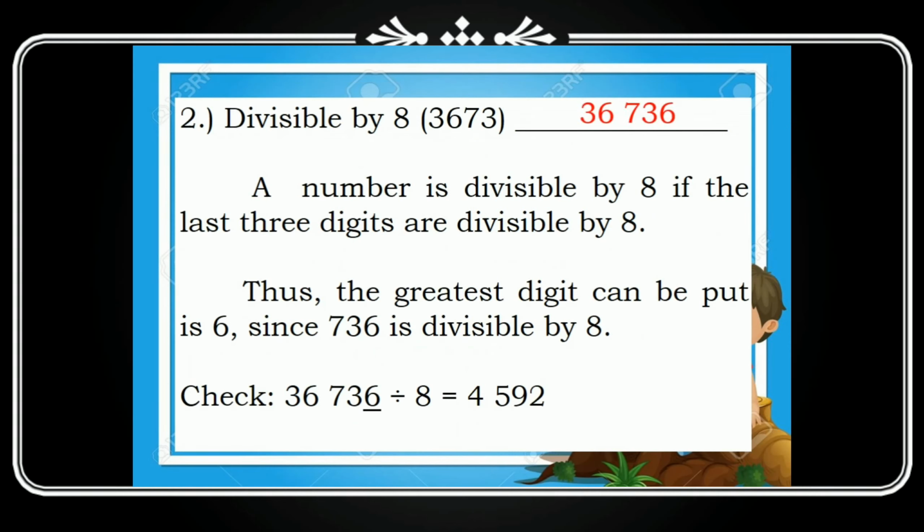Number 2, divisible by 8. The given number is 3,673. A number is divisible by 8 if the last three digits are divisible by 8. Thus, the greatest digit that can be put is 6, since 736 is divisible by 8. 36,736 divided by 8 is equal to 4,592. The correct answer for number 2 is 36,736.